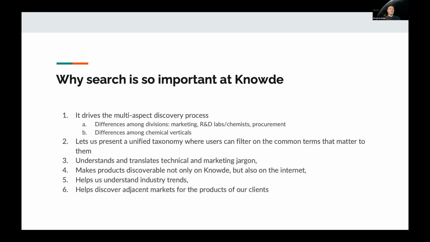So why is search important at Knowde? Many reasons. Search is not just search. It's so many other things that we get out of it. It's, of course, information retrieval, which is the more traditional aspect of it, but there is a lot of other things. It's discovery of emerging trends, discovery of adjacent markets for existing products, user intent understanding, or lead generation. It's one of the most critical features on our platform, and it's also a way for us to expose our very rich taxonomy to the world. We're trying to be the Rosetta Stone of the chemical industry.